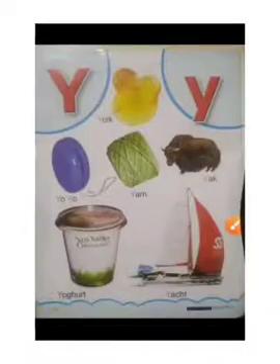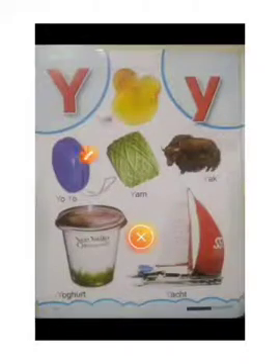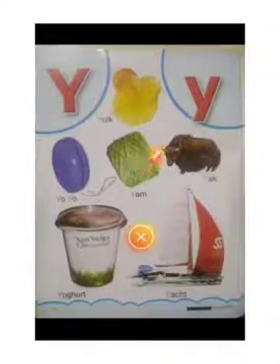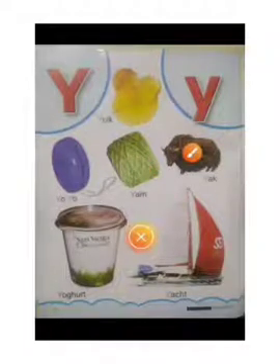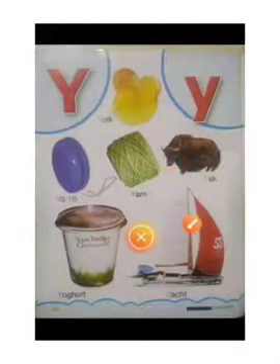Let's start with the letter Y. Y for yolk. Y for yo-yo. Y for yarn. Y for yak. Y for yogurt. Y for yacht.